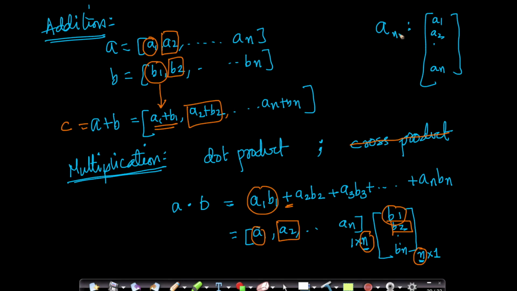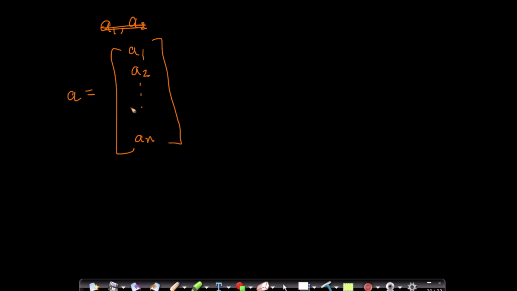If nothing is explicitly told about it, you have to assume that it's a column vector. So what we have here is a row vector of A and a column vector of B. For simplicity, let's assume I have a column vector A with components A1, A2, so on and so forth, AN. Because the default representation is always a column vector, it is of size n cross 1: n rows and one column.